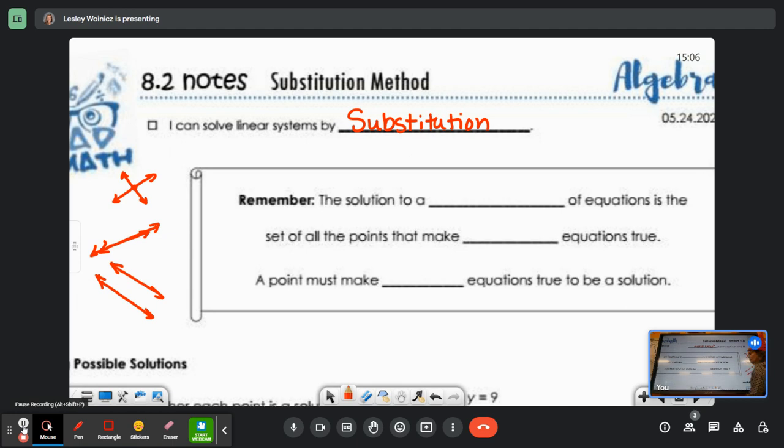Okay, so we need to remember that a solution to a system of equations is the set of all the points that make all of our equations in the system true. It's got to make them all true, not just some. It's got to satisfy them all.